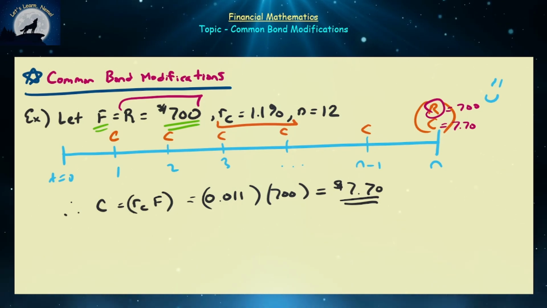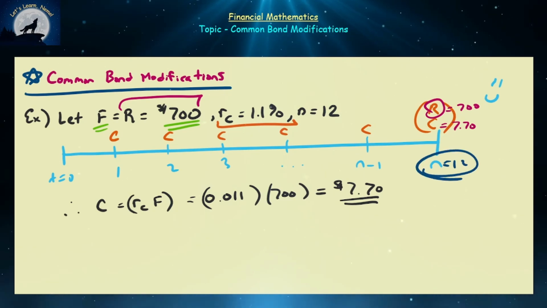so $707.70 at time t is equal to n, where n in this case is going to be equal to 12, which is going to represent, let's say, monthly payments. So that would be a bond whose maturity is 1 year.